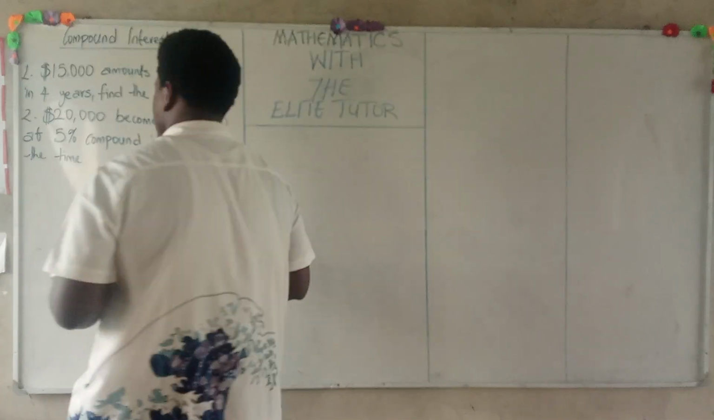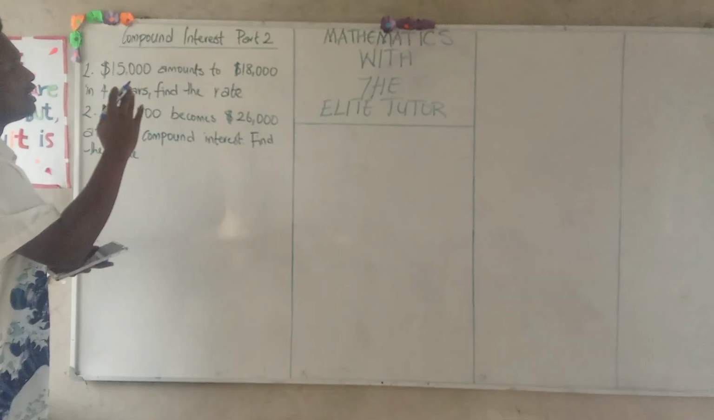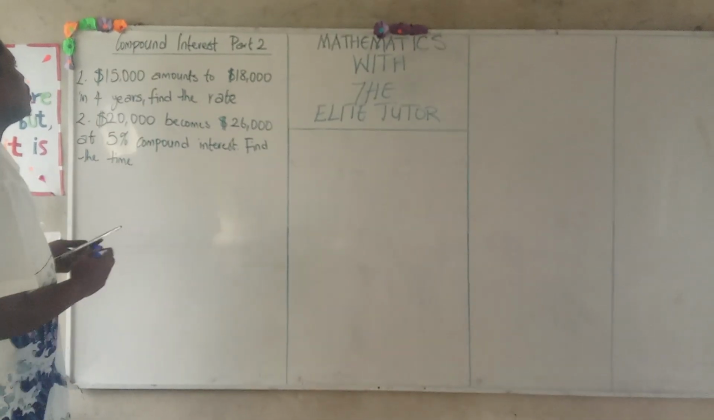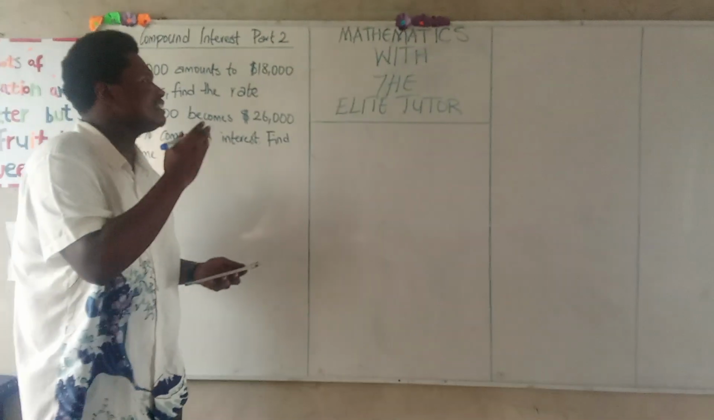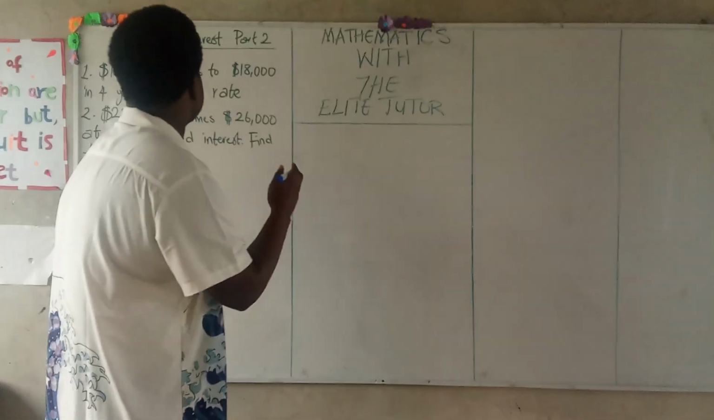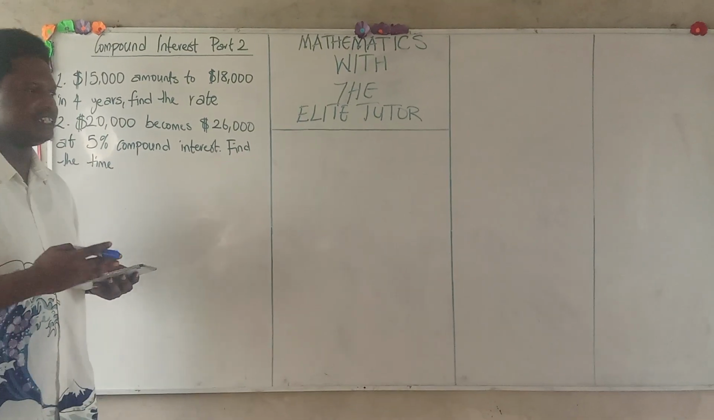Now let's look at our first question. We have $15,000 amounts to $18,000 in 4 years. Find the rate. $15,000 amounts to $18,000 in 4 years, and we are asked to find the rate.